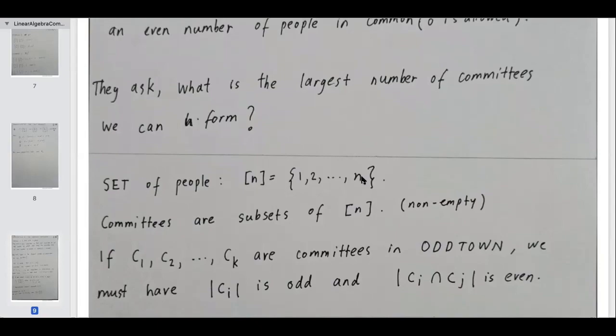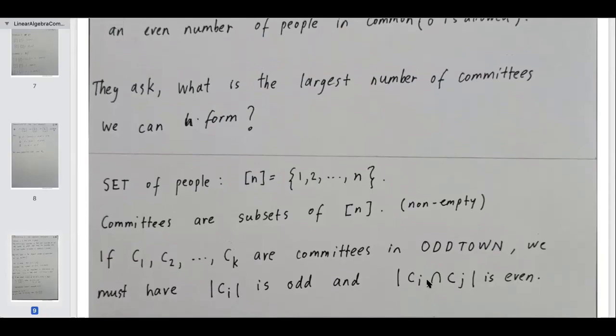And what we want is that if C1, C2, Ck are committees in odd town, we must have that the size of Ci is odd, that is, the number of members in committee i is odd, and the intersection of two committees, Ci intersection Cj, is even for different i and j. So if I take Ci and Cj and look at who they have in common and how many of them they have in common, that number should be even. Okay. So how do we convert this into linear algebra?